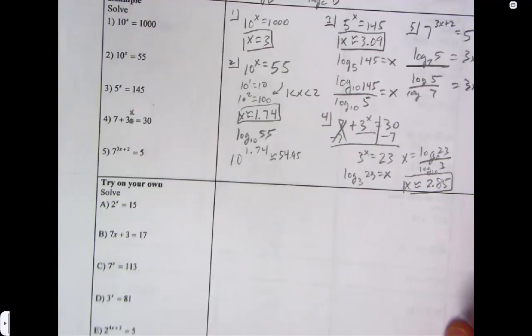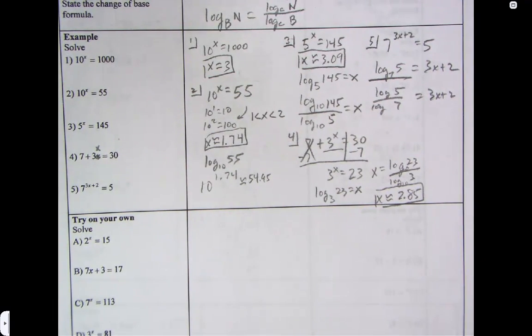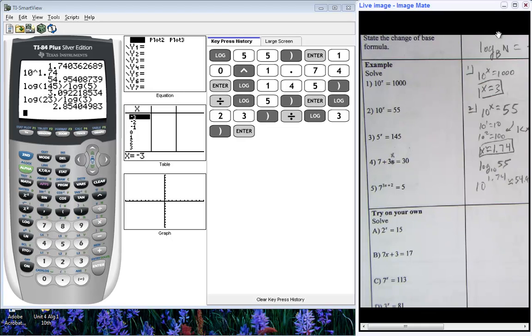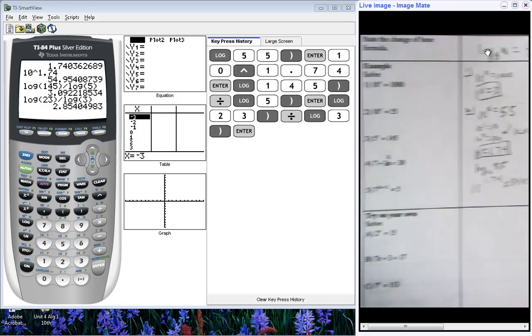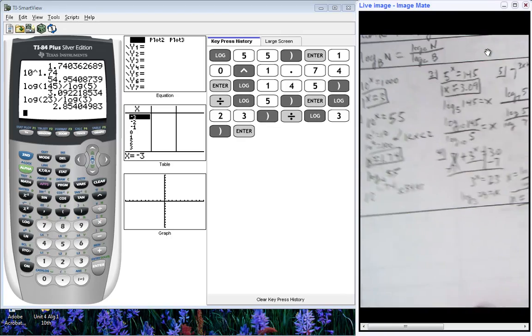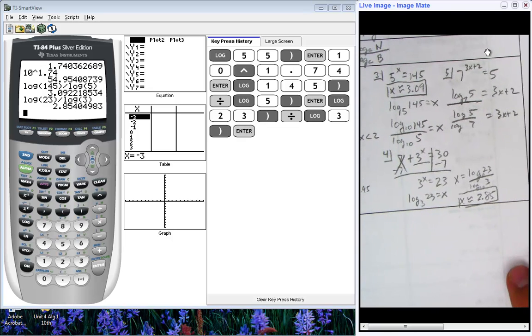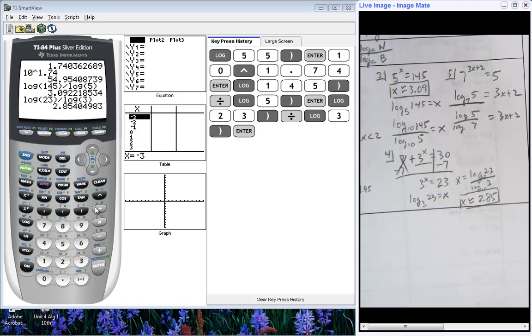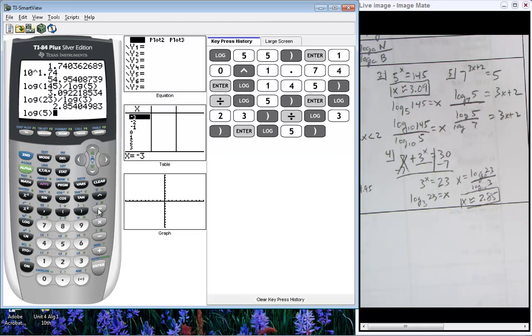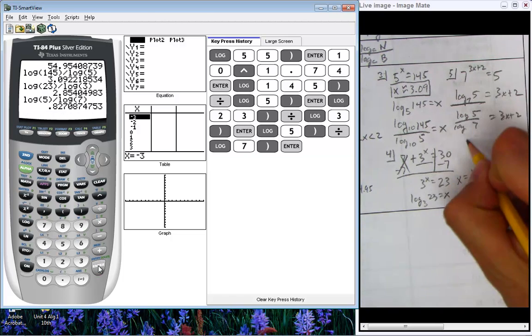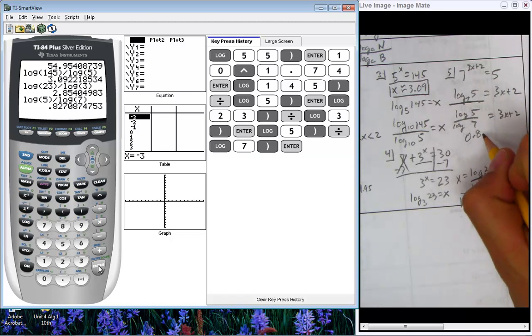Okay, so I'm going to get my calculator and put that in. So log of 5 divided by log of 7 should be around 0 point something. 0.83.